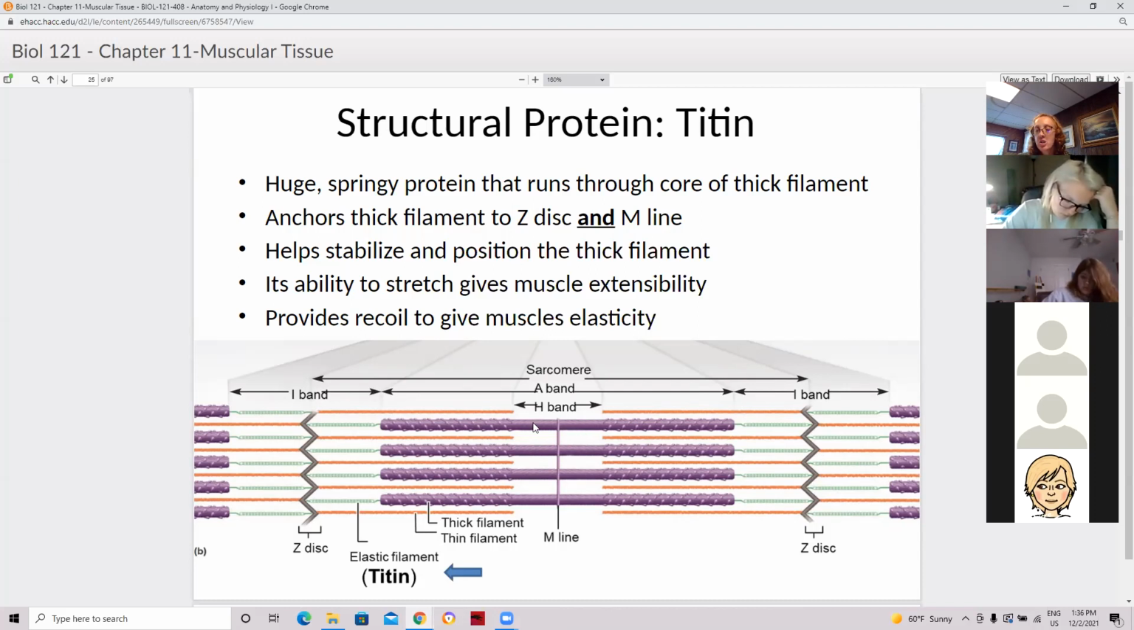A band is just the thick filament. I bands are just the thin filaments. If you look here, the A band is a component of the actin and the myosin. I don't know if I just said the A band was just the myosin. It's not. It's the overlap. It's where you see the A band.